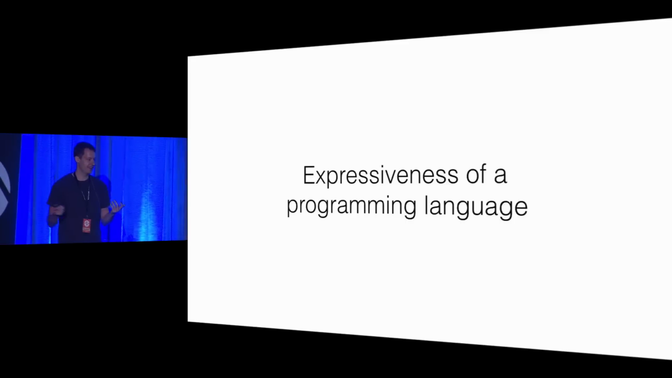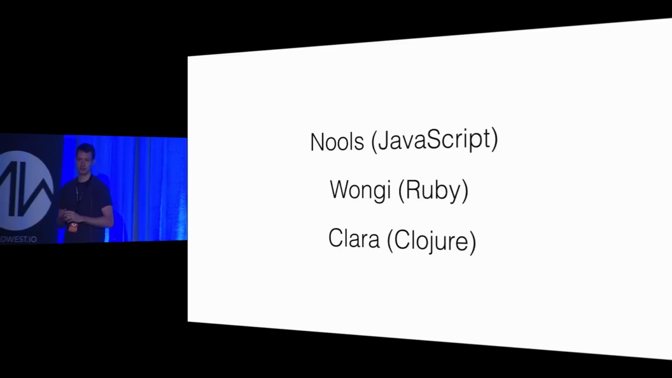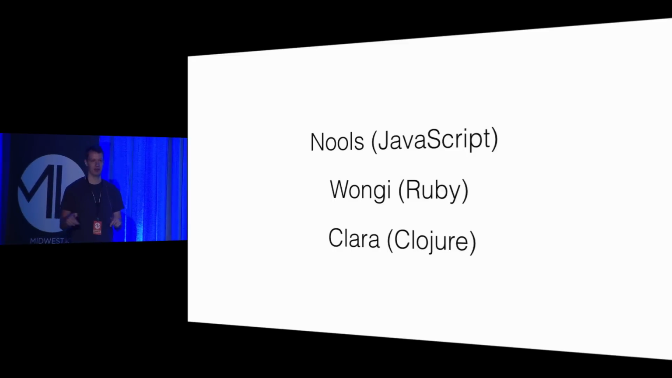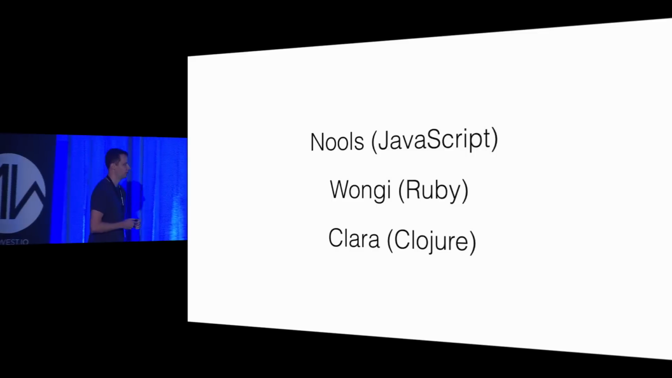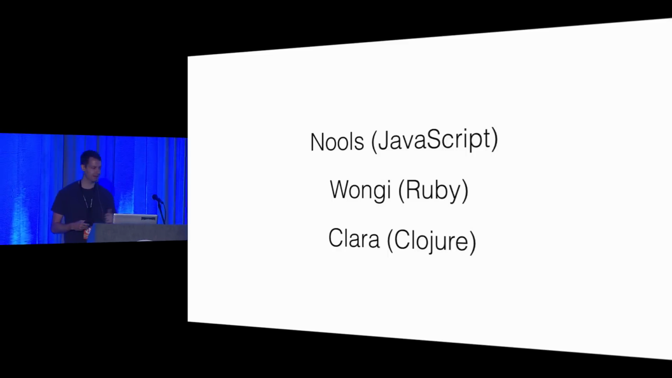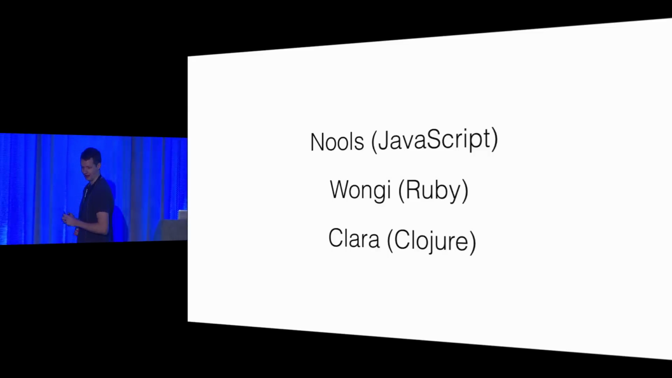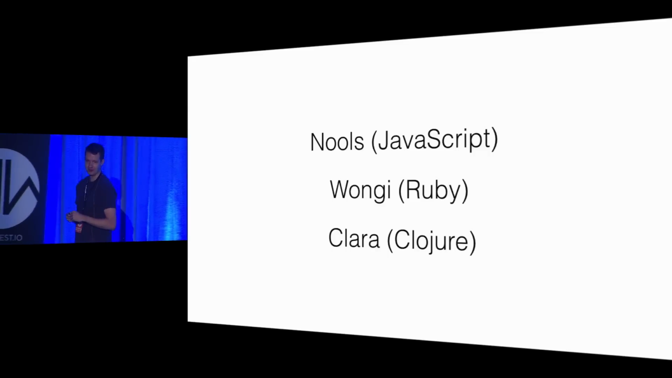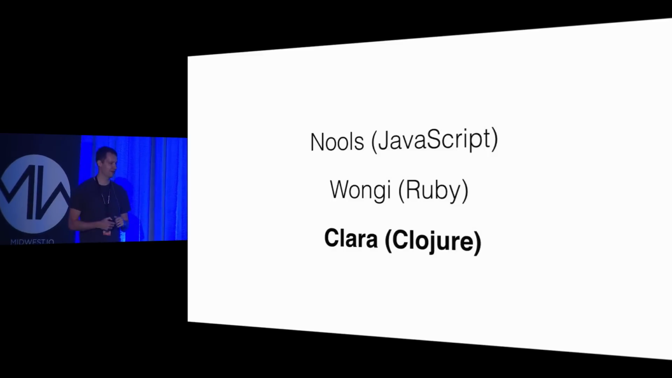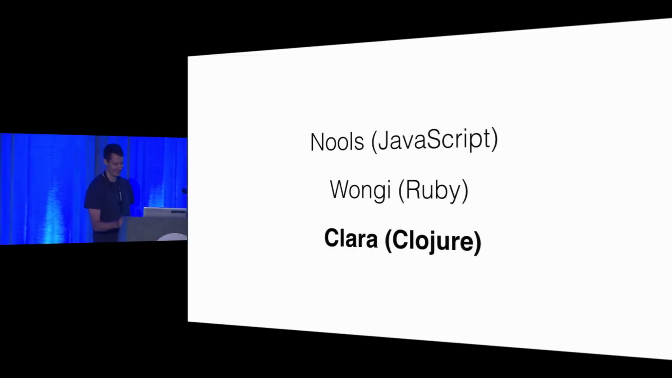So it turns out that this isn't necessarily a new idea. There's a few things out there that do it. Nools is basically a JavaScript version of Drools. It was actually written largely here in Kansas City by folks at C2FO. There's a Ruby one, something called Wongi. It's out there. It seems to have momentum. And then the last one that we're going to talk about today is the project in Clojure called Clara. So we're going to emphasize that one a little bit. Only partially, mostly because that's the one I wrote.